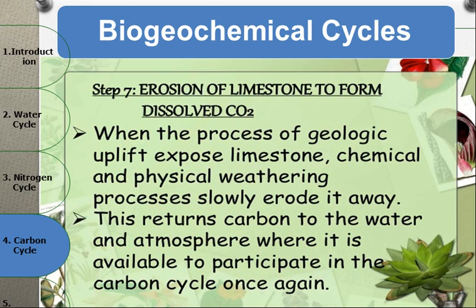Erosion of the limestone forms dissolved CO2. When geological uplift exposes the limestone, chemical and physical weathering or erosion slowly erode it away. This returns the carbon to the water and atmosphere, where it is available to participate in the carbon cycle once again.